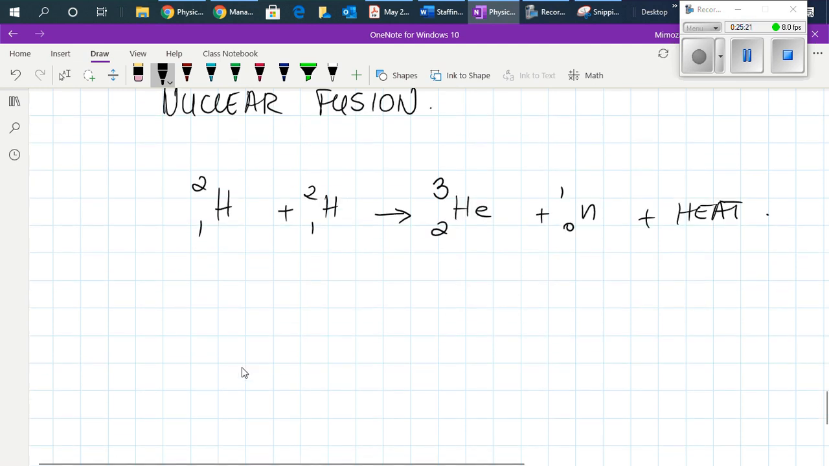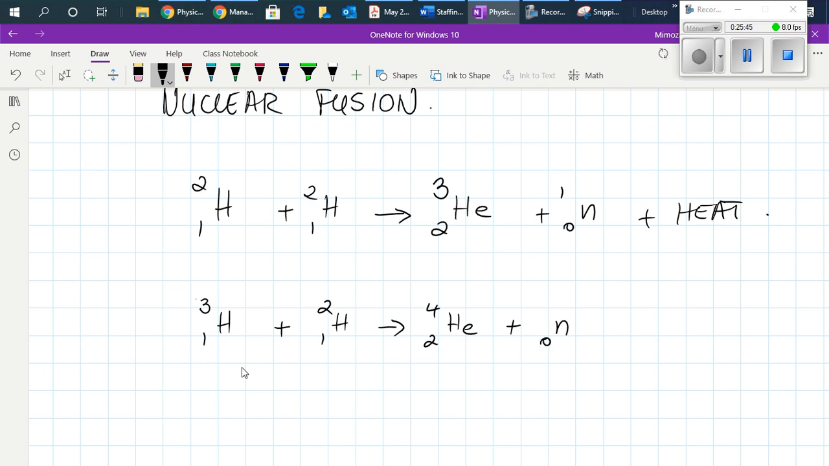Or another very common fusion reaction is tritium, so H-3, again an isotope form of hydrogen, and deuterium are forming helium and neutron and heat. The problem to overcome in fusion reaction is to bring the parent nucleus together so that the electrostatic repulsion is overcome and the strong nuclear forces can take over.